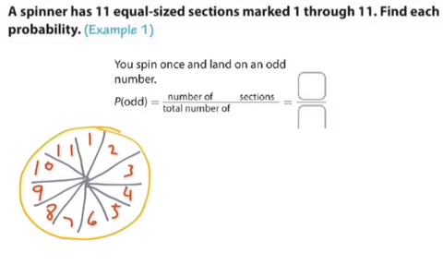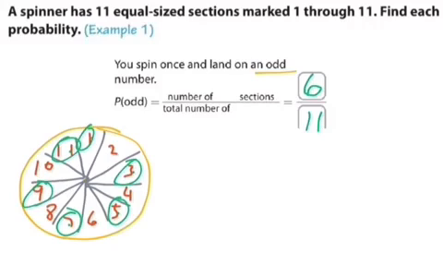So what are the chances? Find the probability to land on an odd number. You spin once and land on an odd number. What's the probability of landing on an odd if we spin the spinner? Well, how many odds are there? 1 is an odd, 3, 5, 7, 9, and 11. How many odds are there? 1, 2, 3, 4, 5, 6. There are 6. And how many total places could we land? Well, there's 11 because there's 11 spaces. So 6 out of 11, the probability is a 6 out of 11 chance, or 6/11, that we could land on an odd number.